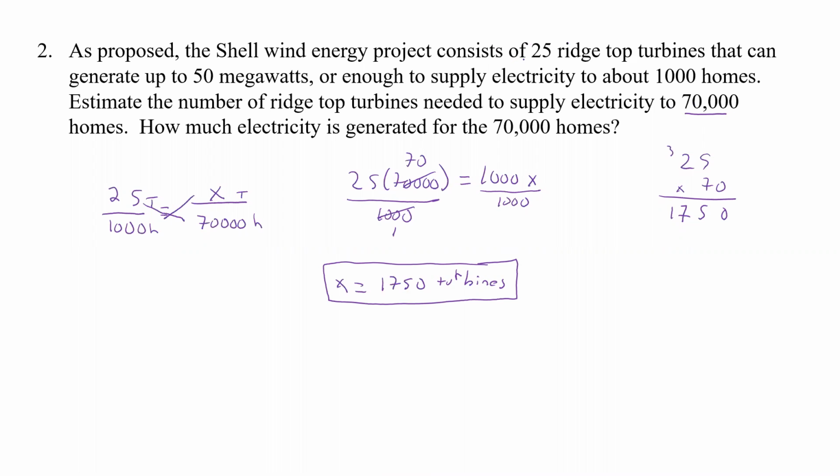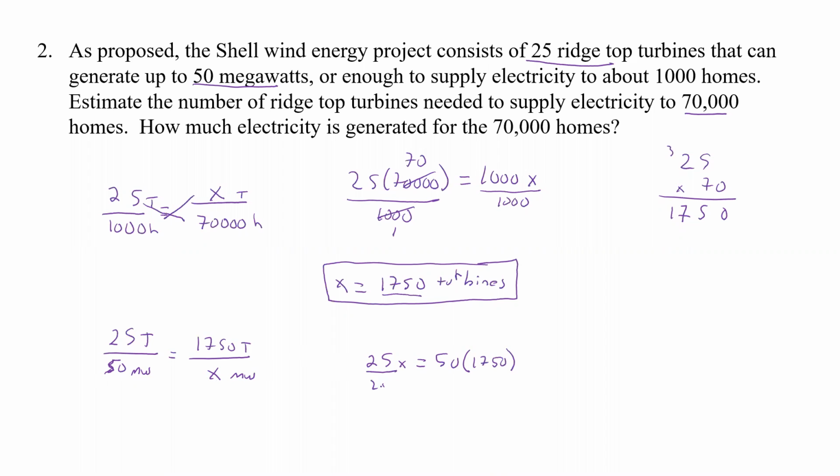Now we can do it the other way. We can say, okay, well, now we have 25 ridgetops gives us 50 megawatts. How many megawatts does 1,750 turbines give us? So we'll have 25 turbines for 50 megawatts equals, now we have 1,750 turbines is going to give us X megawatts. Okay, so we just did our turbines, and how many megawatts it did here. So that's a 50, and then 1750 over X. And so what we have to do is take 25 times X equals 50 times 1750.